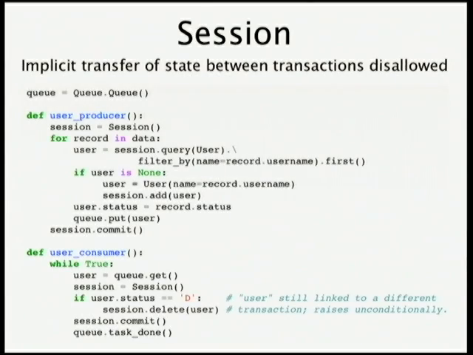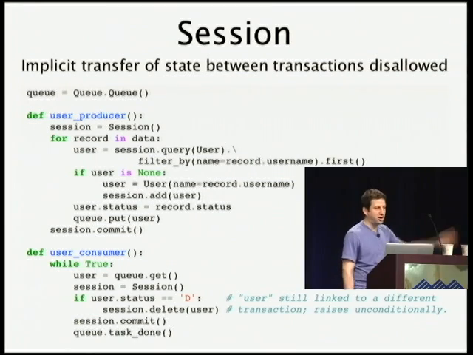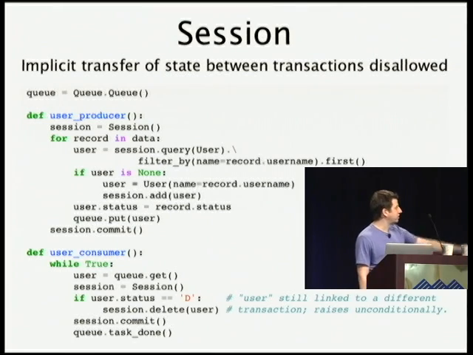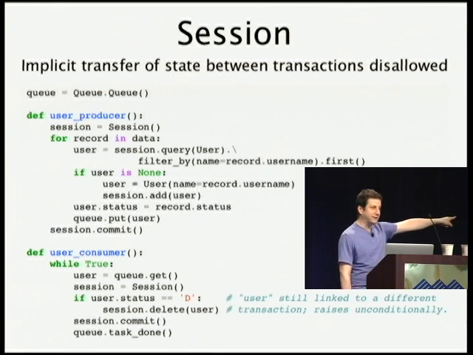And then finally, the implicit transfer of state between transactions is disallowed. This feature has sometimes been a little bit controversial, but I think it's correct that if your producer is pulling up a lot of rows within a long-running transaction, and then it tries to share that object to some other part of the program that has a different transaction, that's explicitly disallowed. So this code will not work at all, ever.